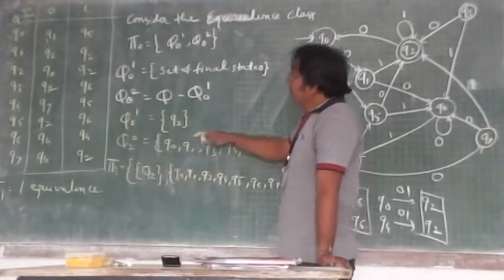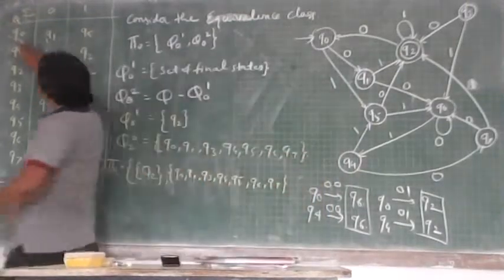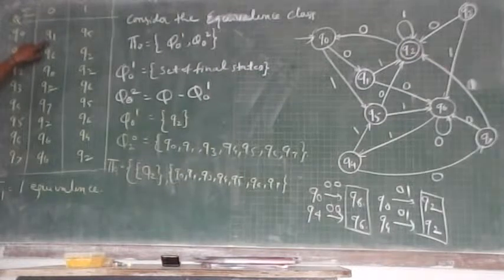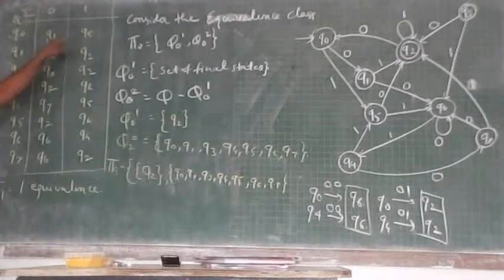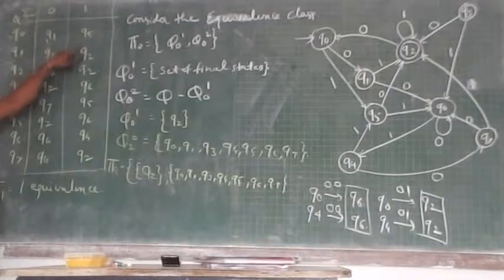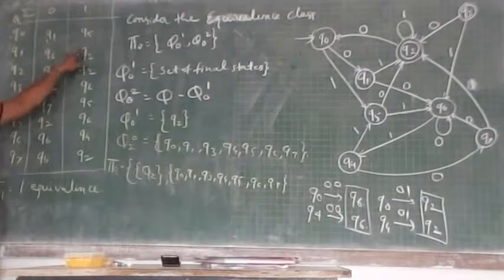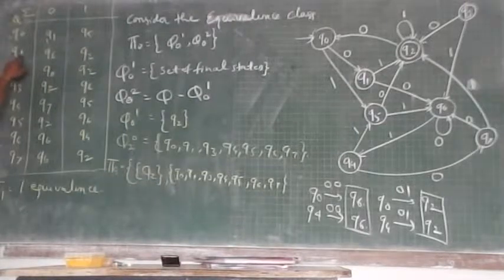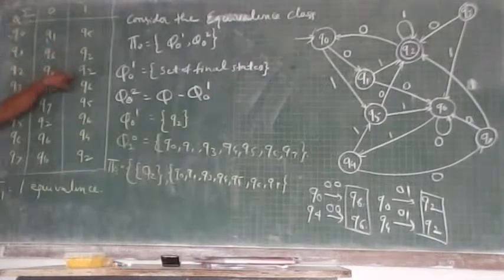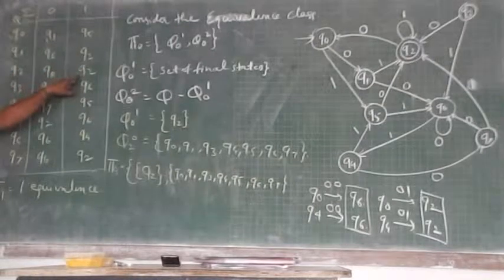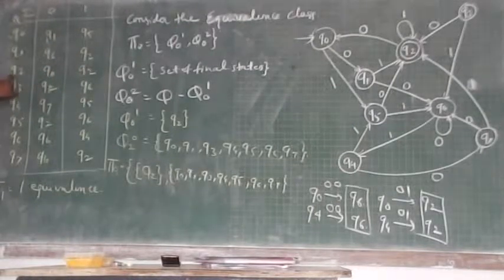Check Q0, Q1. From Q0 and from Q1, with 0 you go to Q1 and Q6, which are non-final. And for 1, Q5 and Q2. Here one is non-final and another is a final state. So Q0, Q1 are not equivalent. Now go for Q0, Q2. Here Q1, Q0; Q5, Q2. Here Q2 again comes, so non-final and final. So Q0, Q2 are not equivalent.